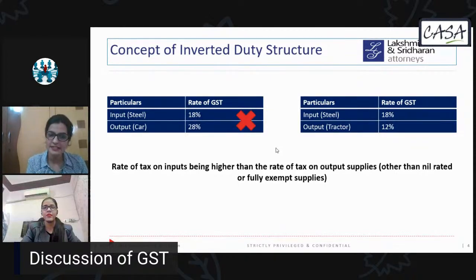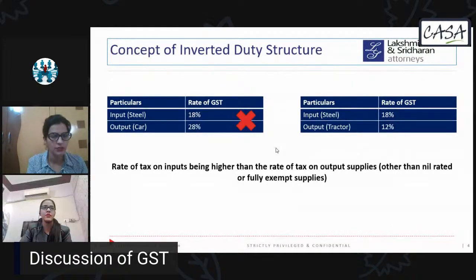So what exactly is an inverted duty structure? This concept has been defined under GST as meaning where the rate of tax on inputs is higher than the rate of tax on output supplies, other than nil rated or fully exempt supplies. For instance, you are engaged in manufacturing a motor vehicle taxable at the rate of 28%, and you are procuring steel which is taxable at the rate of 18%.